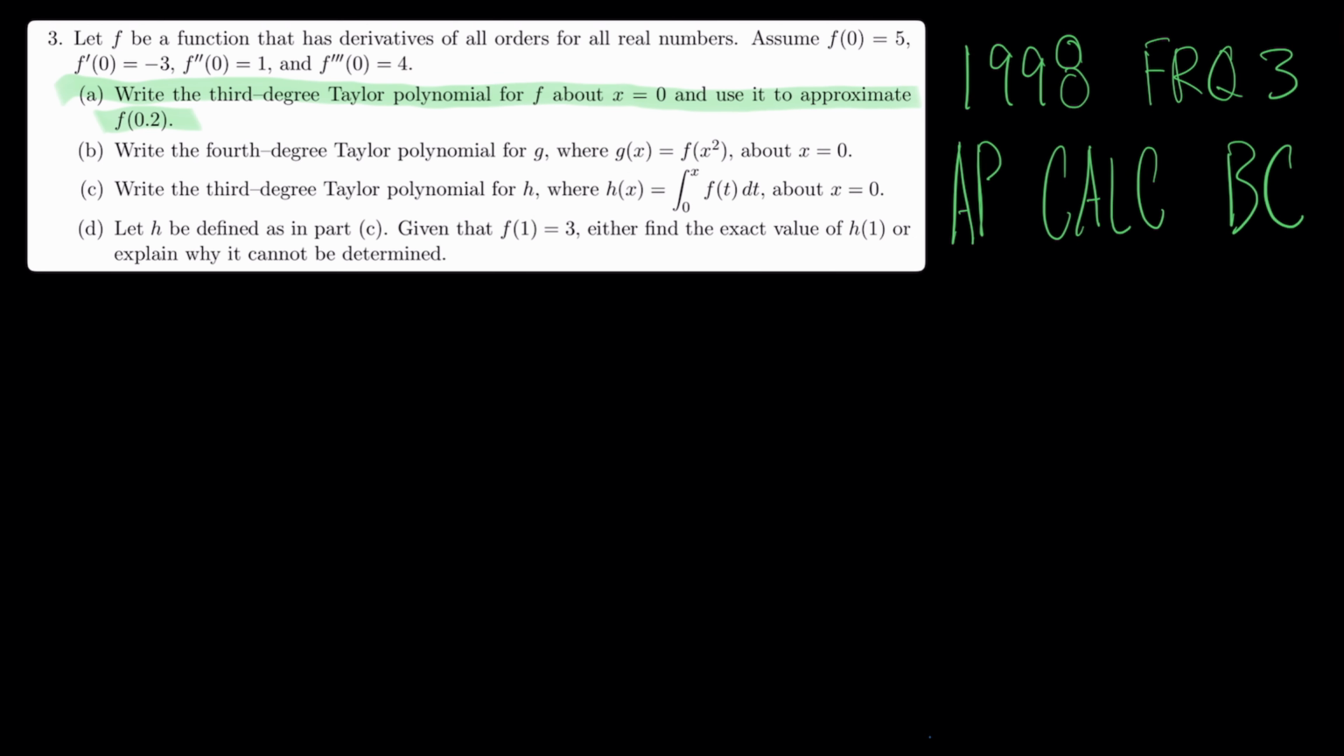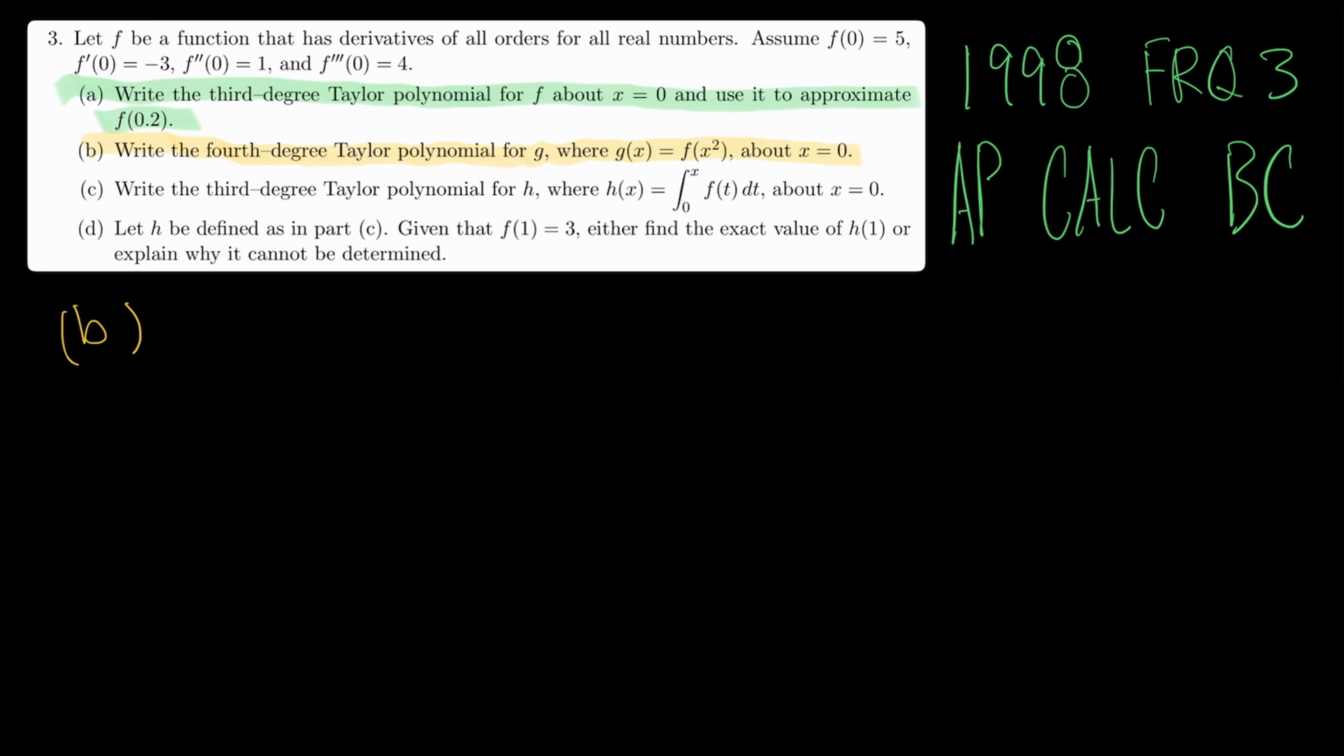In part B, we are asked to write the fourth degree Taylor polynomial for g, where g of x equals f of x squared about x equals 0. So this is just really simple. All we have to do is substitute x squared into our Taylor polynomial for f, and then end the Taylor polynomial for g where we find our fourth degree.